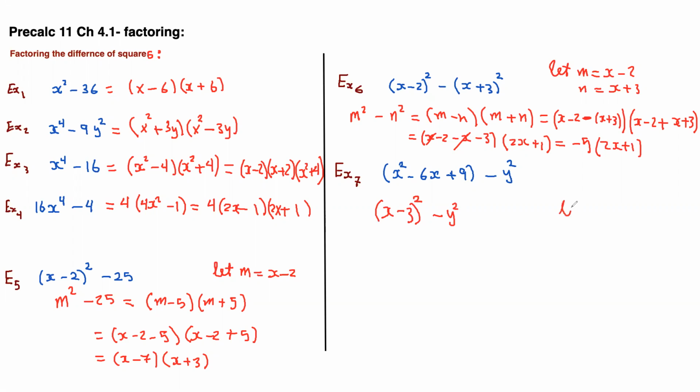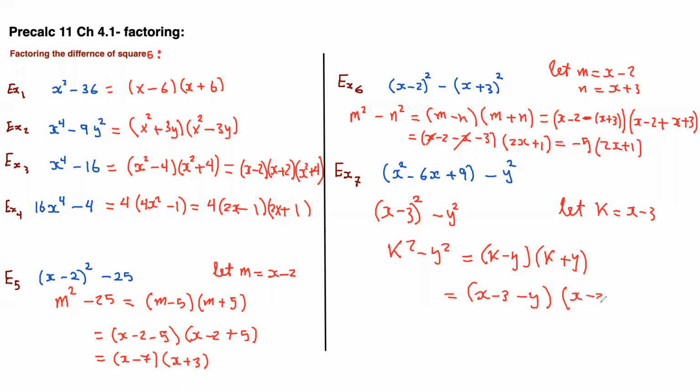I'm going to let k equal x minus 3. You don't have to use m. You change this to k squared minus y squared, which factors into k minus y, k plus y. And now you substitute x minus 3 back for k in the equation. So you'll have x minus 3 minus y, and x minus 3 plus y.